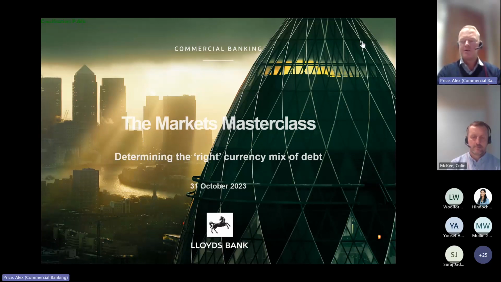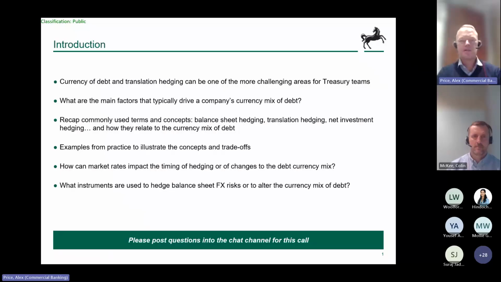So today I'm joined by Colin McKee. Colin is head of financial risk advisory here at Lloyd's, and we are going to be exploring the topic of determining the right currency mix of debt. We're going to be looking at hedging balance sheet exposure and earnings translation and some of the challenges that corporate treasuries face. It tends to be a typically difficult issue for some corporate treasuries in terms of how they operate and what the main factors are that drive the company's currency mix of debt. We'll look at how companies adjust the mix of debt through the use of financial derivatives and/or debt, and how those play together.